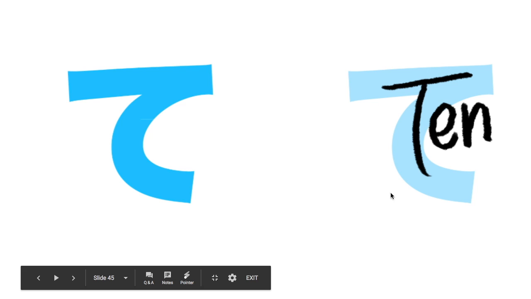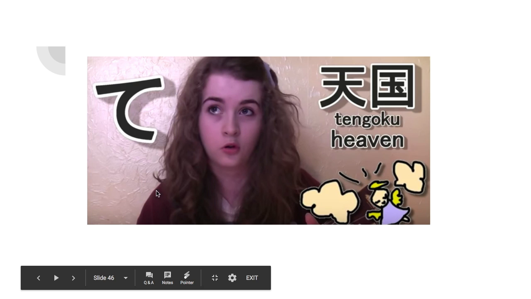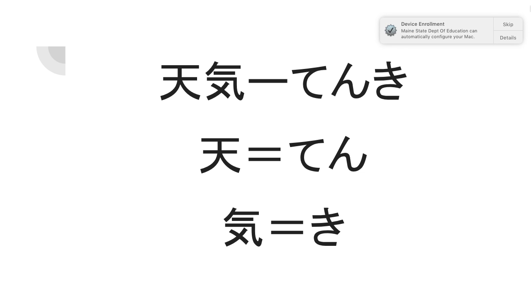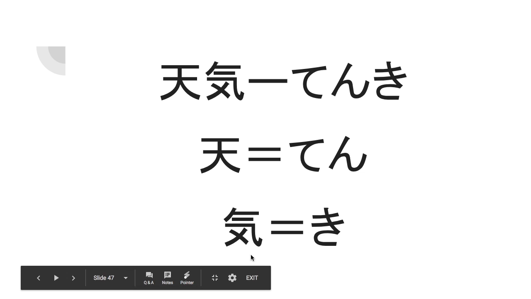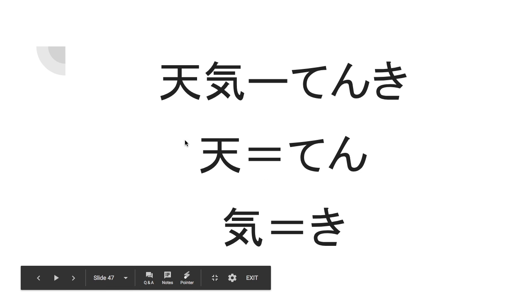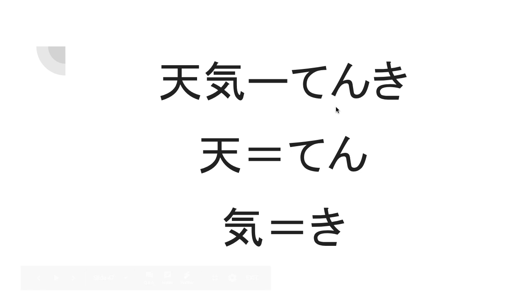Te, think of this as ten, te. Tengoku, heaven. But the word I actually want to learn is tenki, so this kanji is ten. This kanji is ki. Tenki is weather. Tenki, weather. An example sentence of this would be, Kyou no tenki wa ii desu. Today's weather is good. Kyou no tenki wa ii desu.